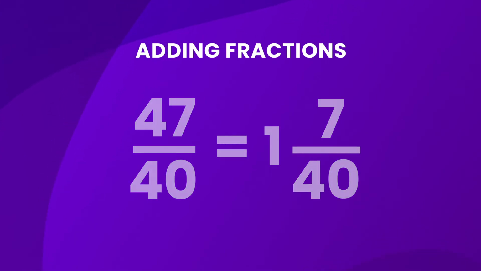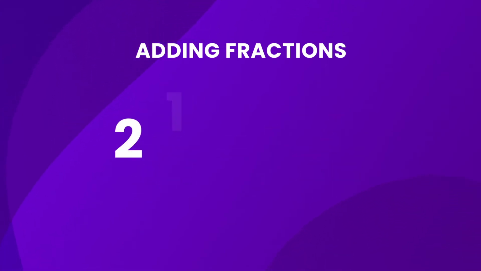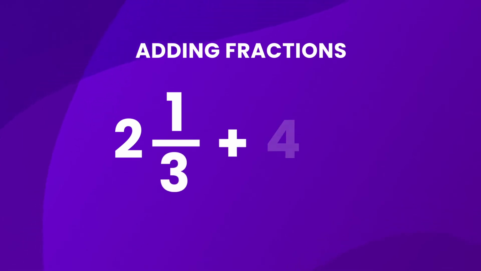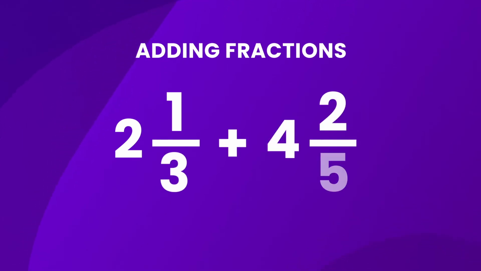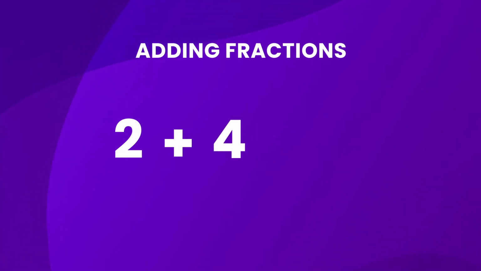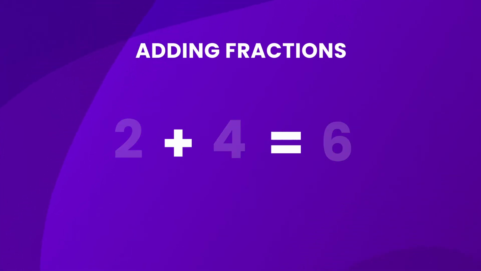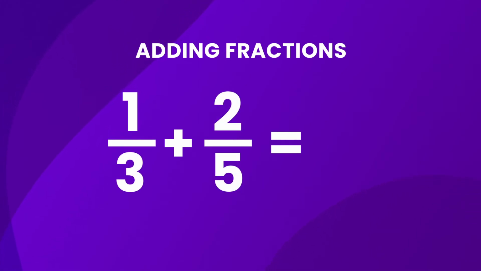You may see examples with mixed numbers, such as 2 1/3 plus 4 2/5. And remember, this is just 2 plus 1/3 plus 4 plus 2/5. So the first step here is to just add the whole numbers. 2 plus 4 equals 6. The next step is to add the fractions. Here our fractions don't have the same denominators, and therefore we need to change them to the same denominator.